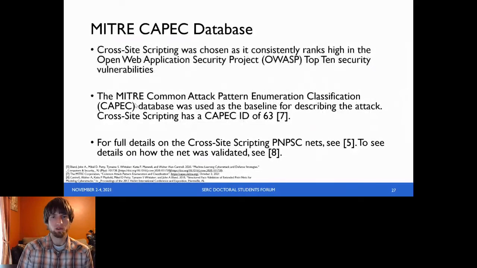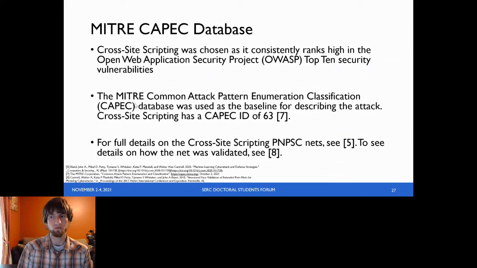So I'm going to go over cross-site scripting. We use cross-site scripting as an attack model because it consistently ranks high on the OWASP top 10. An example of cross-site scripting is an attacker putting a malicious script on a user form or maybe a news website that allows for comments. Now, the script could be something benign, just making a pop-up that says hello, or it could be something malicious, such as making the user mine Bitcoin for the attacker's wallet.